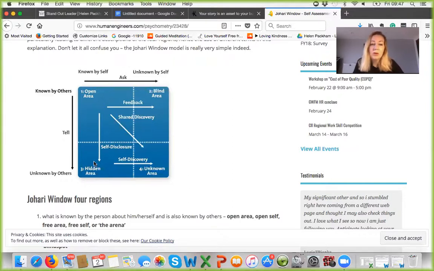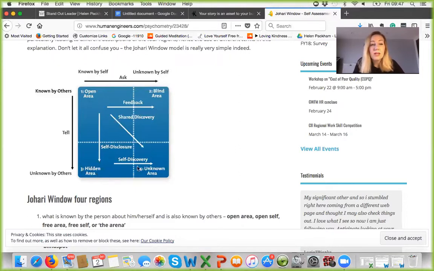But as entrepreneurs, when you are at the forefront of your brand, we really want to be increasing the open area and reducing the hidden area. Of course, there are going to be things that you never want to share, and that's okay, but it's really about developing that authenticity. So self-disclosure is the goal here.